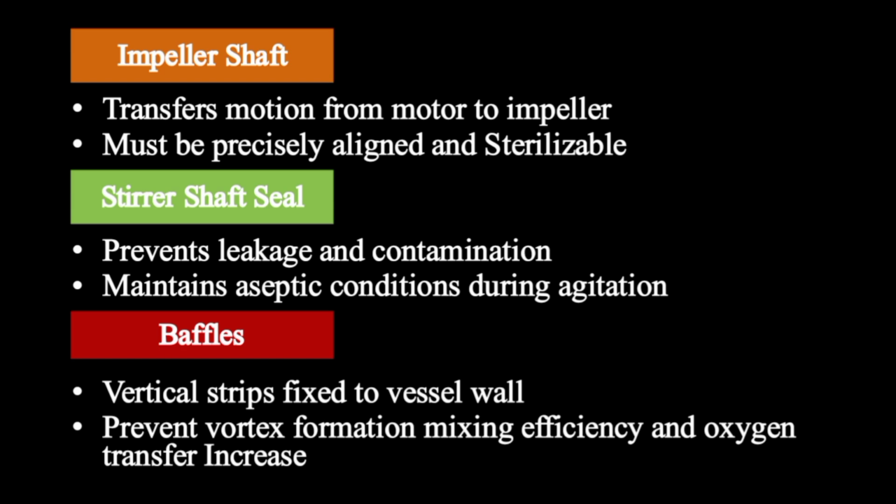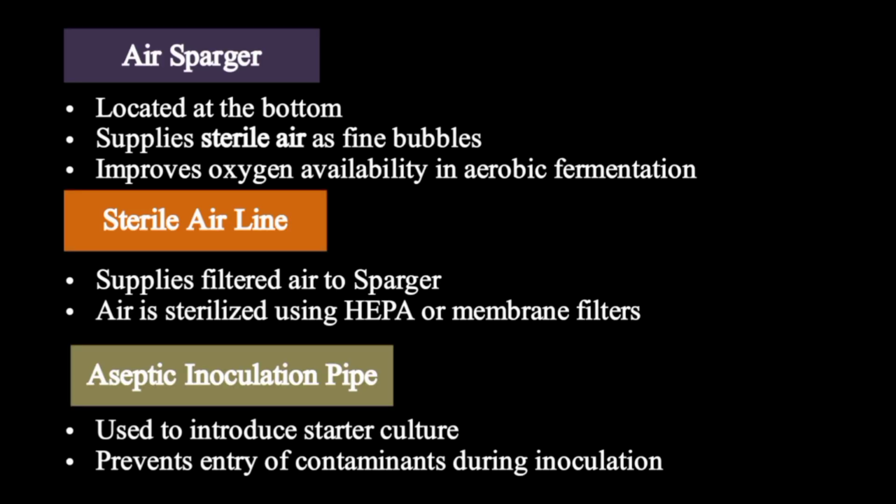Baffles. Baffles are vertical strips fixed to the vessel wall. They prevent vortex formation, and mixing efficiency and oxygen transfer increase. Air sparger. It is located at the bottom of the fermenter. It supplies sterile air as fine bubbles. It improves the oxygen availability in aerobic fermentation only. Sterile air line. It supplies the filtered air to the sparger. Air is sterilized using a high efficiency particulate air filter, that is HEPA filter or membrane filter. Aseptic inoculation pipe. It is used to introduce a starter culture. It prevents the entry of contaminants during inoculation.